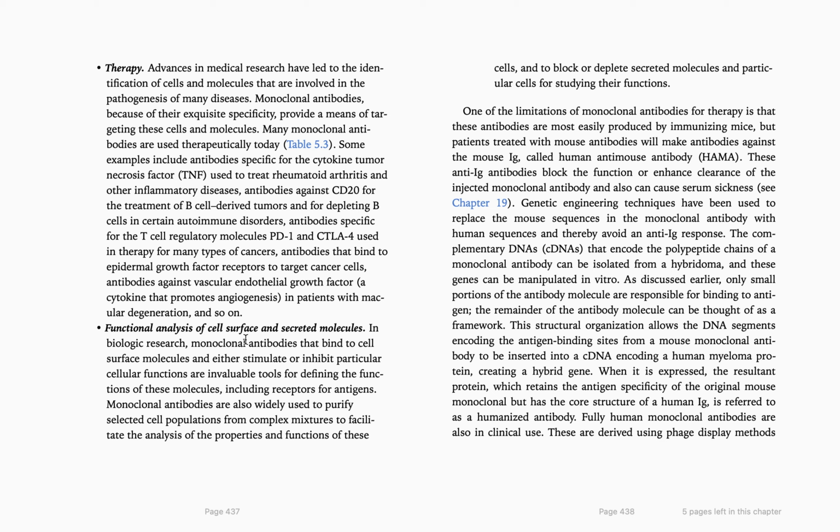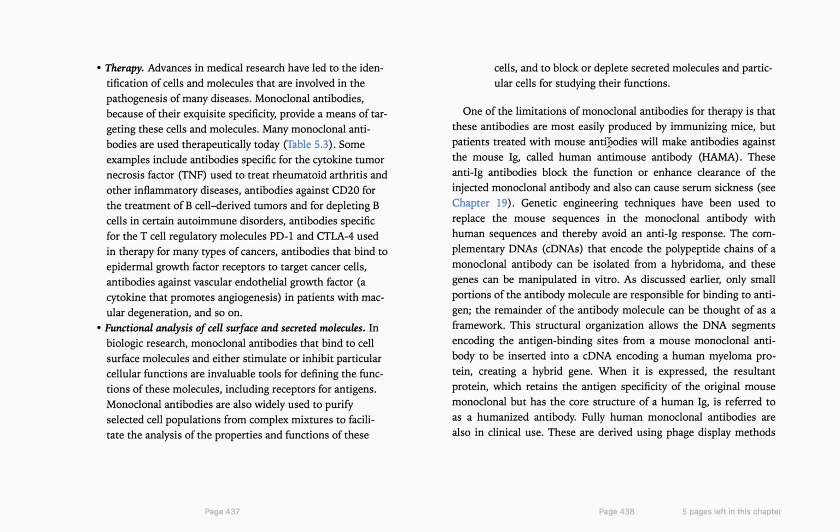The fifth function is functional analysis of cell surface and secreted molecules. In biological research, monoclonal antibodies that bind to a cell surface molecule and either stimulate or inhibit particular cellular functions are invaluable tools for defining the function of these molecules, including the receptors for antigens. Monoclonal antibodies are also widely used to purify selected cell populations from complex mixtures to facilitate the analysis of properties and functions of these cells, and to block or deplete secreted molecules and particular cells for studying their function.